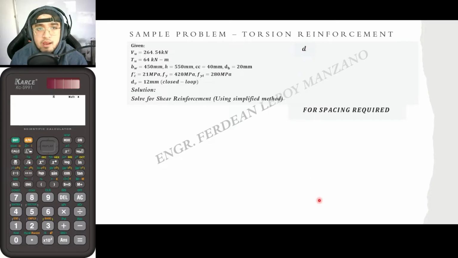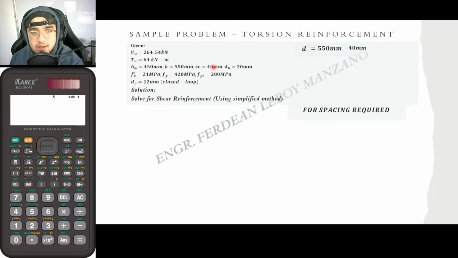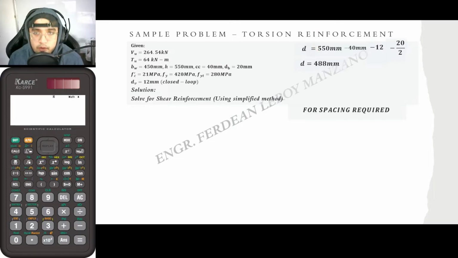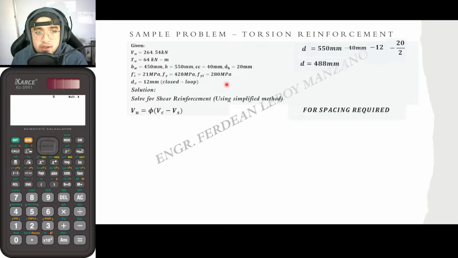The value of d is basically equal to h, which is 550, minus the concrete cover, minus the shear stirrups, which is 12 mm, minus half of db, that is 20 over 2. Again, this is only one layer as indicated in the previous slide. Getting the difference, we will now get an effective depth of 488 mm.